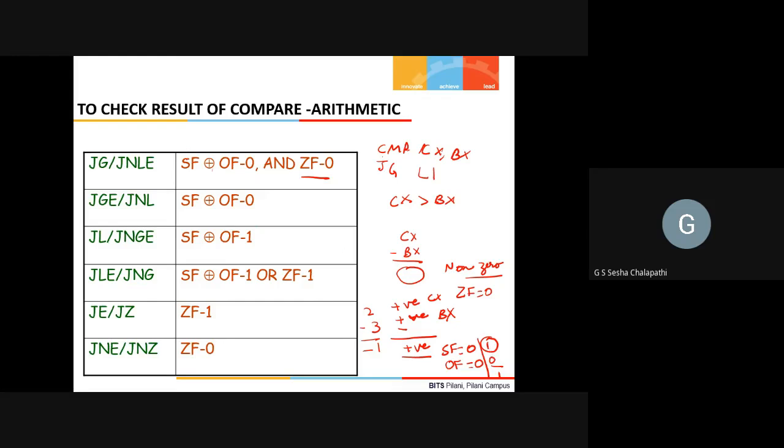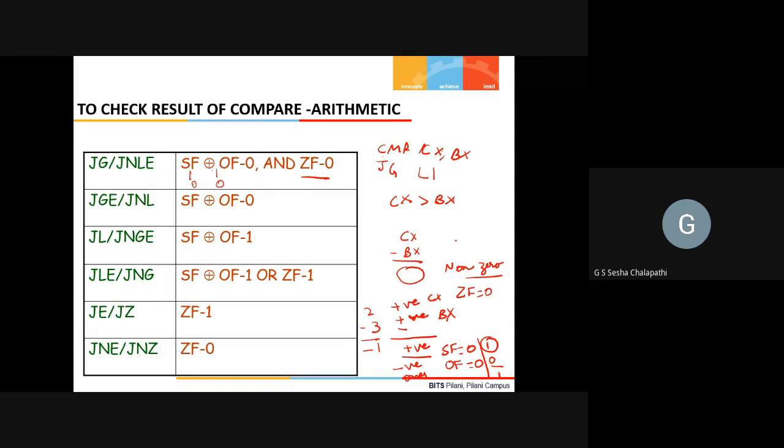So the condition is sign flag XOR overflow flag equal to 0. That means both the sign flag and overflow flag are 1, or both are 0. When both are 0, we have seen the case. If subtraction of two positive numbers leads to a negative number and an overflow, then what is happening?